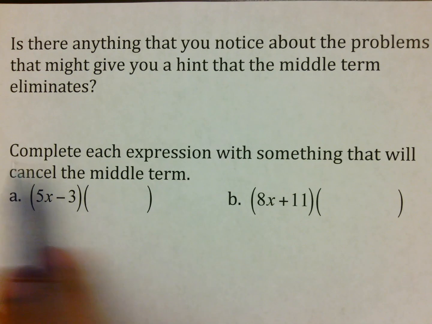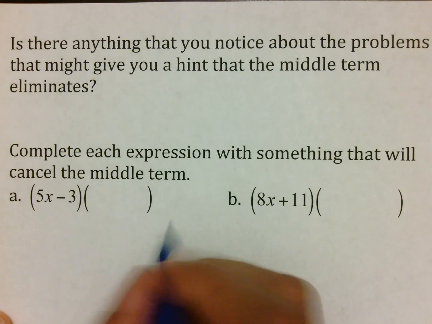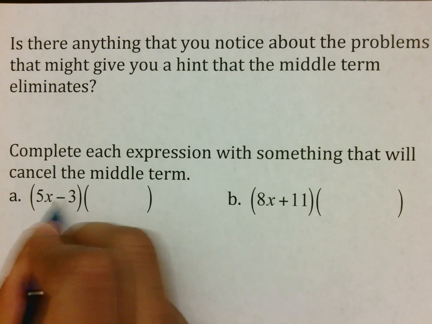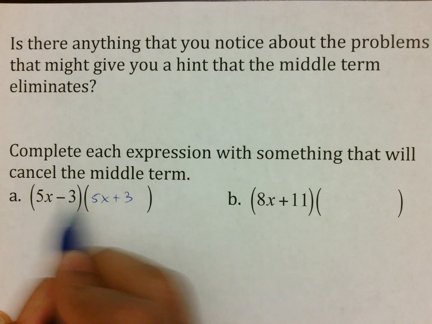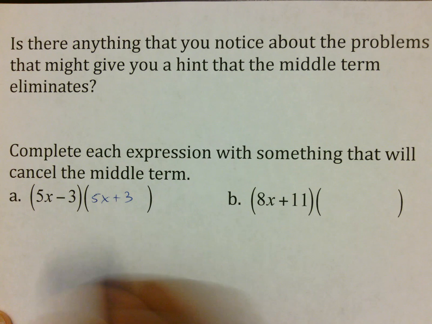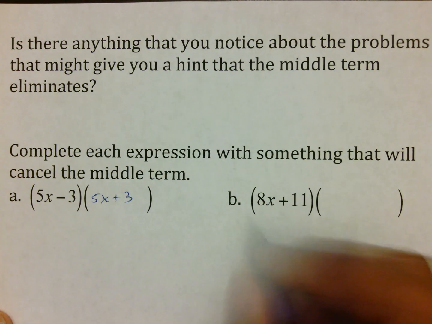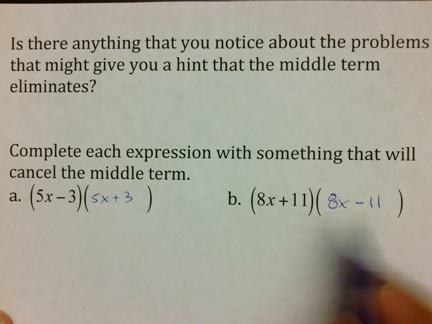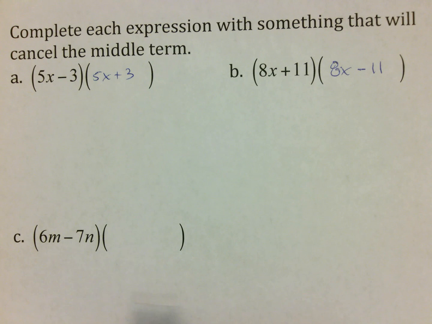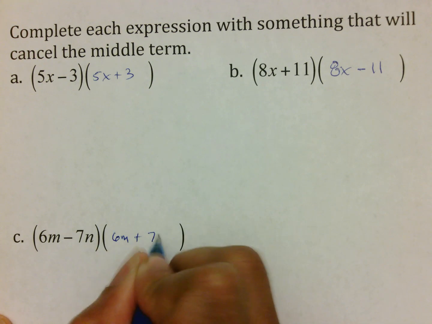So what we're going to do is just complete the expression with its conjugate. So 5x plus 3, if you were multiplying by something, again, that's 5x minus 3, so we want to just turn the minus into a plus. So if you see 5x minus 3 times 5x plus 3, the middle term is going to cancel. If you see 8x plus 11, then its conjugate is 8x minus 11. So again, if you saw this as a problem, the middle term is probably going to cancel. If you saw 6m minus 7n, then you'd probably want to put it as 6m plus 7n, and the middle term should cancel.